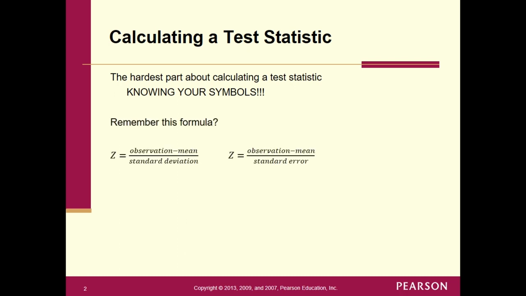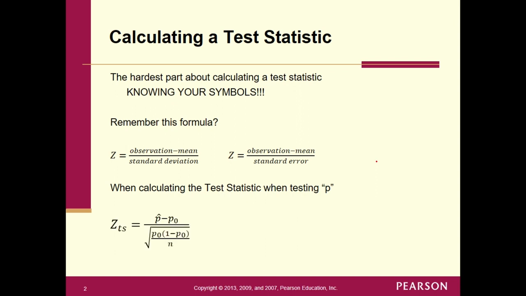All right, so remember this formula? Back in chapter 2, we had this one right here. And here, the test statistic is going to look awfully familiar. It's still going to take this form, but instead of using a standard deviation, we're going to use a standard error. Remember, standard error is just a modification of the standard deviation, for the sampling distribution of a statistic. So it's the same concept here. When calculating the test statistic when testing the population proportion P, here's the formula.